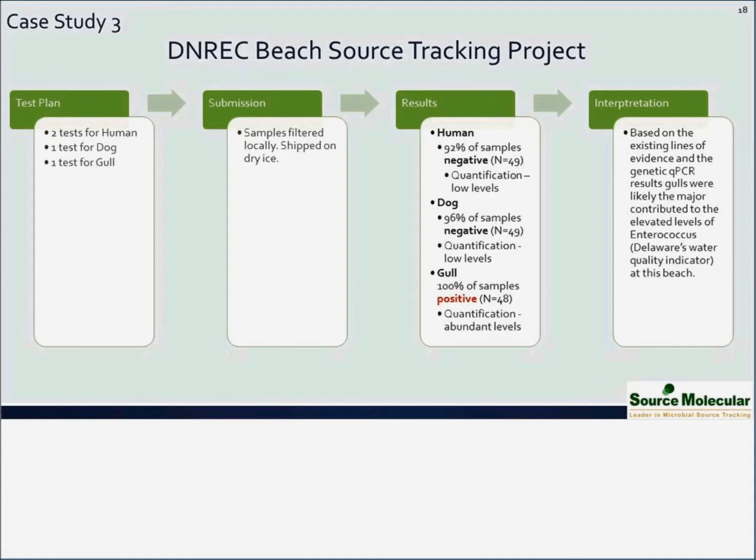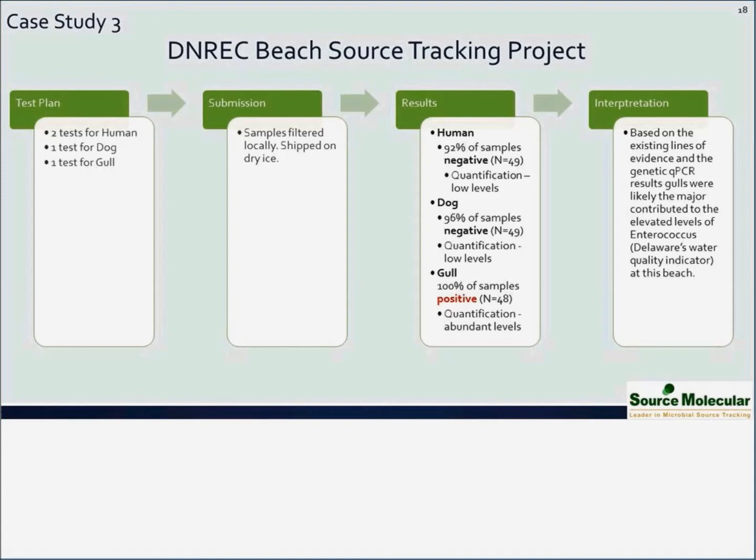Gull, on the other hand, 100% of the samples were positive for the gull fecal indicator. And so every sample had the gull fecal indicator, and the abundance was very high. So there was a significant abundance of this gull fecal indicator in their water, in their watershed. And so, based on their existing lines of evidence from their sanitary surveys, combined with the genetic qPCR results, they concluded that gull was most likely the major contributor to the elevated levels of Enterococcus at this beach.